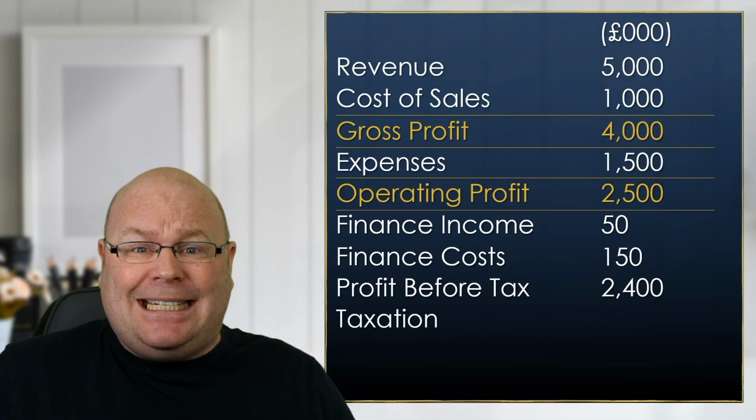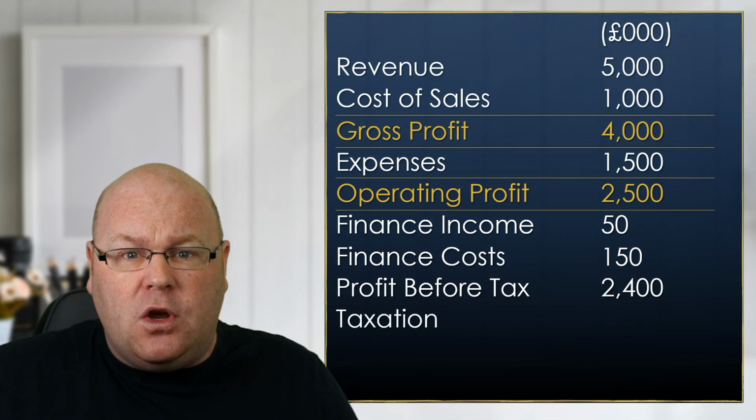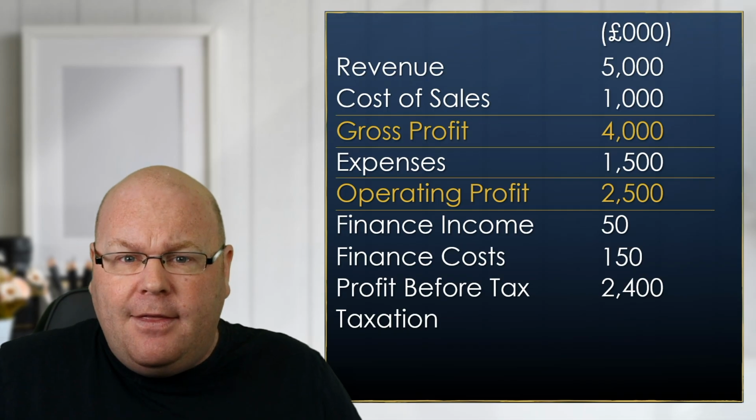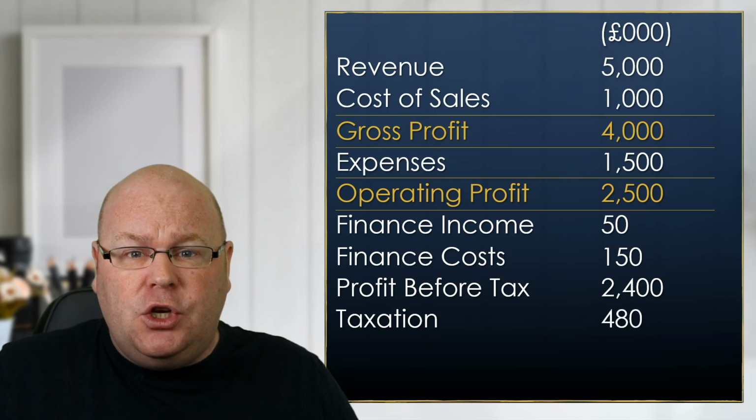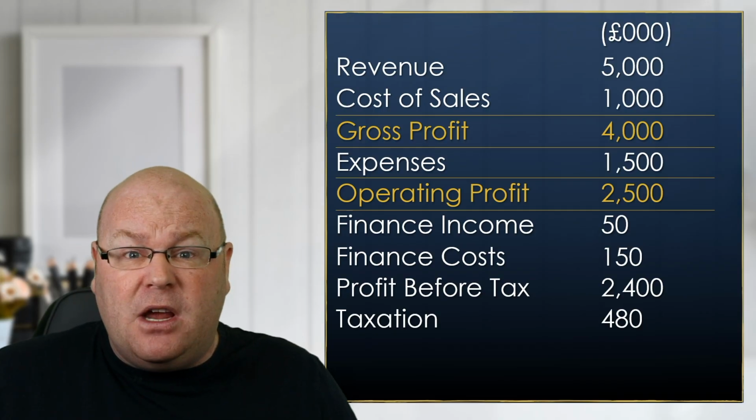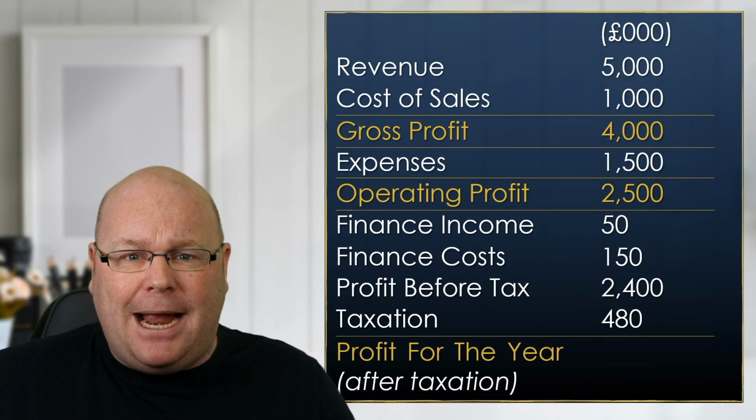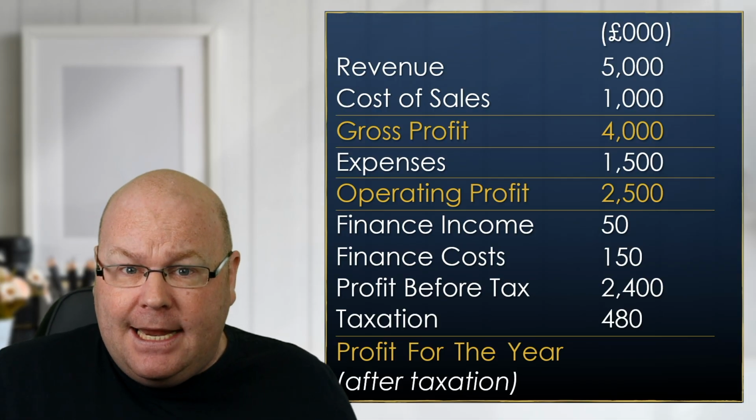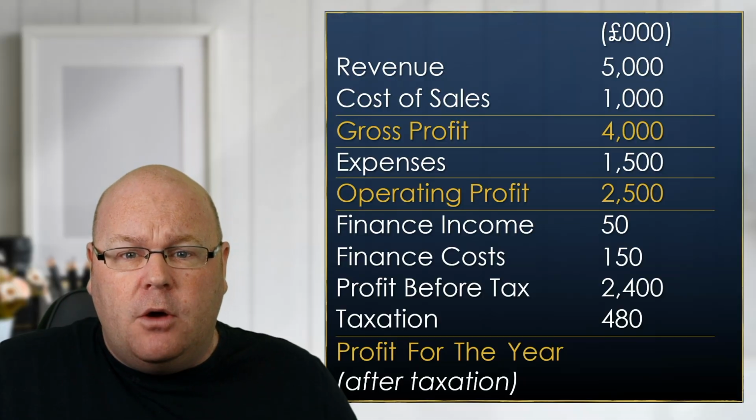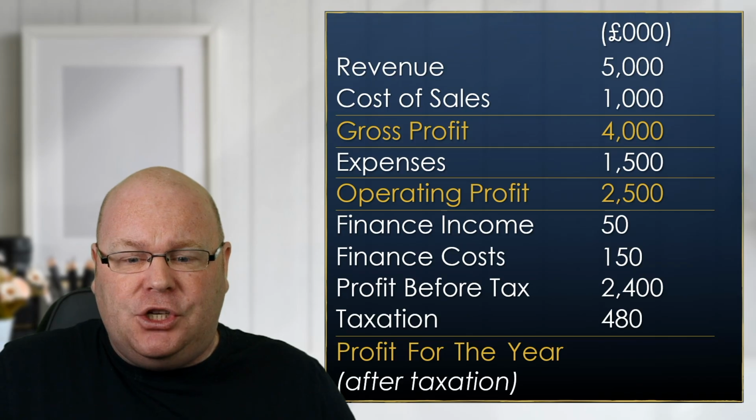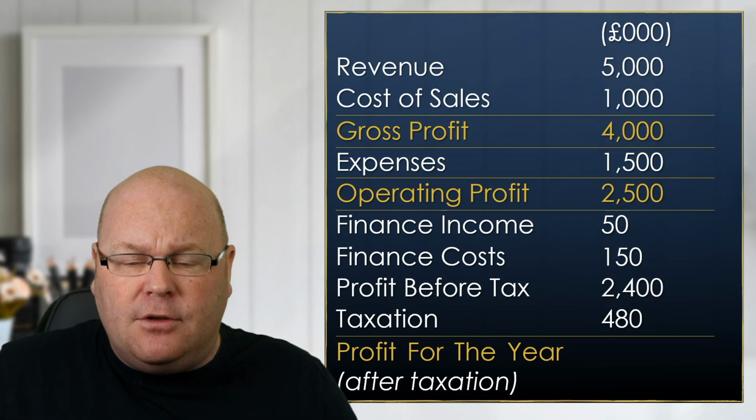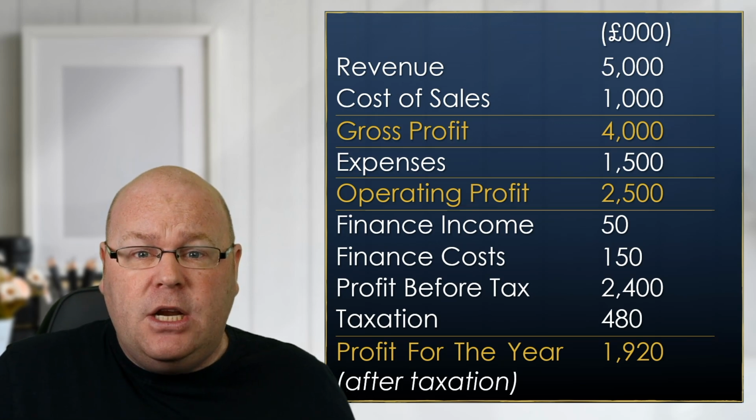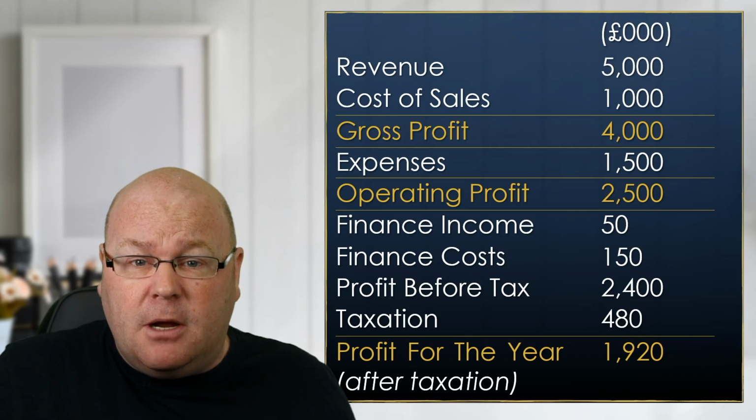Now we're nearly there, but there's one important stage of an income statement left to do, and that's to deduct the taxation that the business then pays to the government on its profits. If this business has made profits of 2.4 million pounds, then it will also have to pay some taxation to the government. We take whatever that taxation figure is, in this case it's £480,000, and when we deduct that figure from our profit before tax, it leaves us with our final classification of profit, what's known as our profit for the year after taxation. And if we deduct £480,000 from 2.4 million, it will leave us with our final profit figure of £1.92 million. And there is a completed income statement.